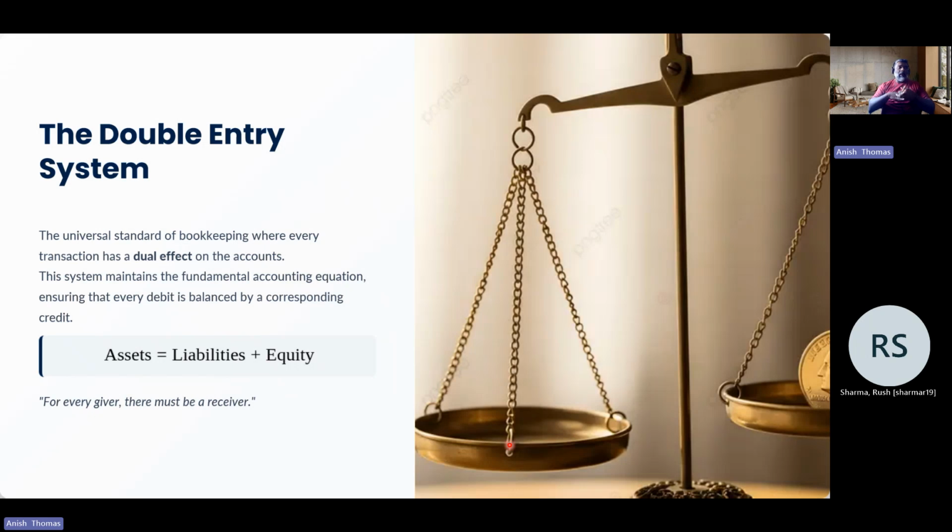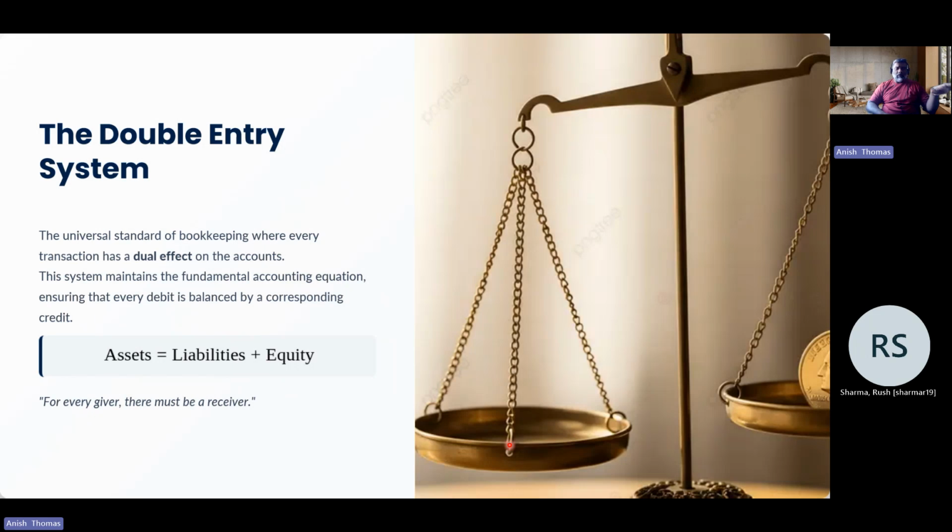That is what is called the double entry system of accounting, which is what all formal systems of accounting use today, irrespective of which ERP or software you use. The double entry system is what we follow, wherein there is a debit aspect for a transaction, and then there is an equal and opposite credit aspect for the transaction.